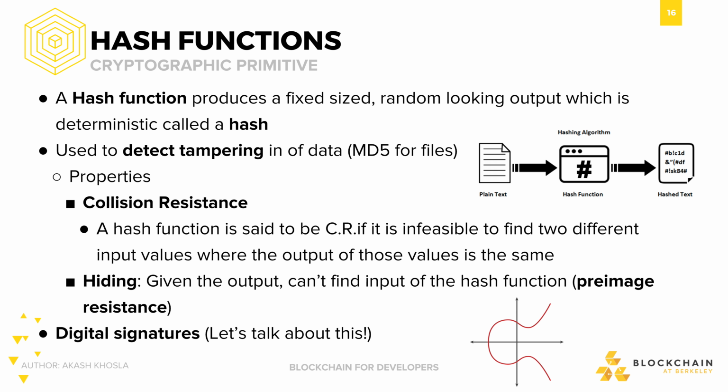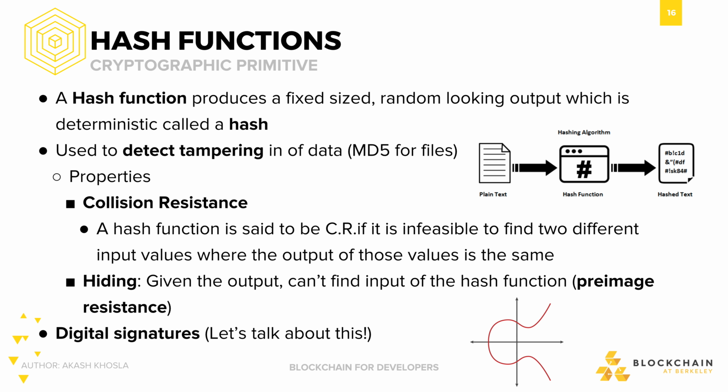So we need to talk about some cryptographic primitives, and one of the important ones is the hash function. A hash function basically produces a fixed size random looking output, which is deterministic. It'll give the same thing every time, assuming you put in the same input. This is called a hash. If you look on the right, there's a diagram that shows a plain text file that goes into a hash function and gives you hash text.